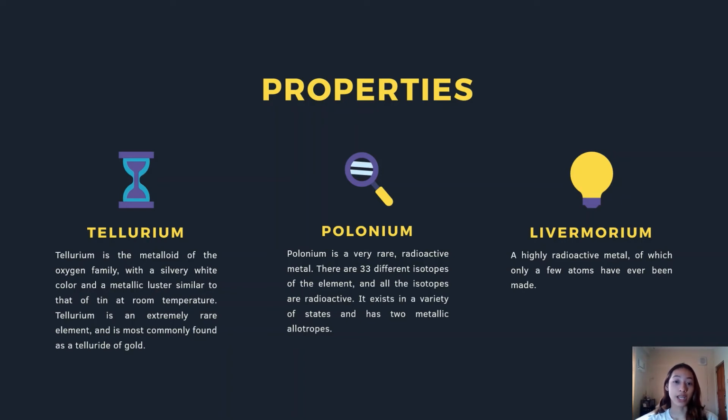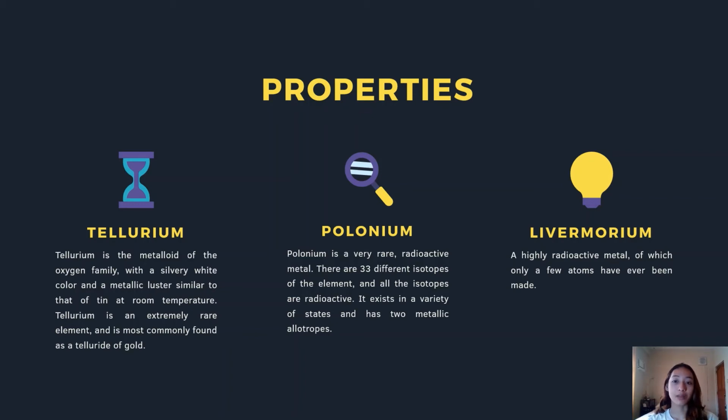Polonium is a very rare, radioactive metal. There are 33 different isotopes of the element, and all the isotopes are radioactive, which means they are related to the emission of ionizing radiation or particulate matter. It exists in a variety of states and has two metallic allotropes, which are the alpha form and the beta form. Both are stable at room temperature and have metallic characteristics.